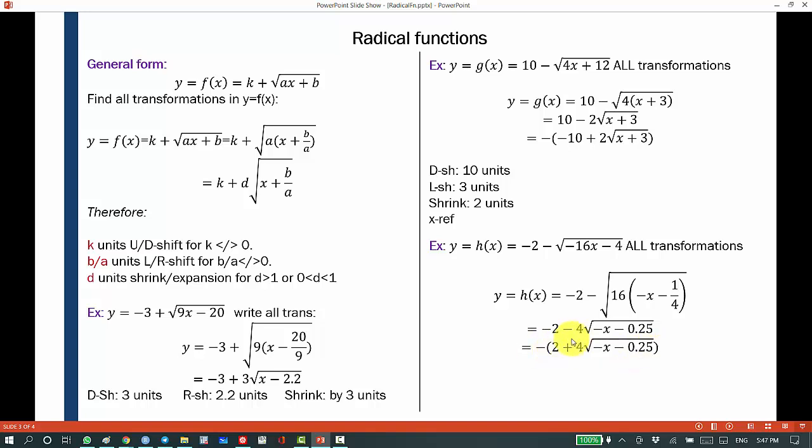Then we take minus 1 as a common factor. We get 2 plus 4 times square root of minus x minus 0.25. Hence we have a 2 units upward shift because of this 2, and 0.25 units shift to the right because of this minus 0.25 here. The shrink factor is 4 units and we have an O reflection. Why? Because first of all we have the y reflection here because x is being changed to minus x, and because of this negative sign outside we also have an x reflection, that is the x reflection of the y reflection, which gives us the O reflection.